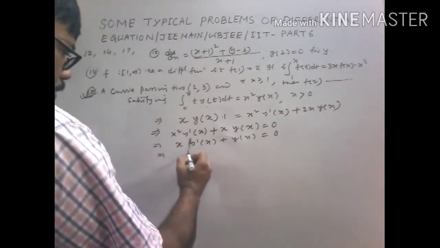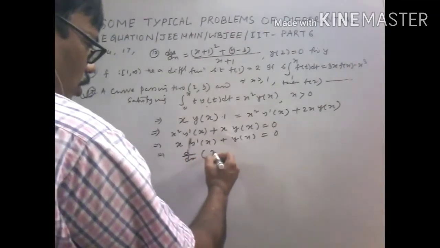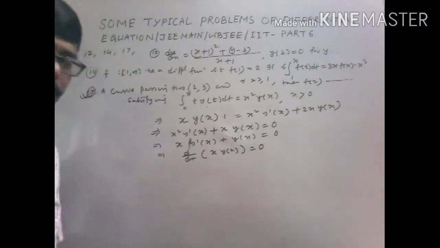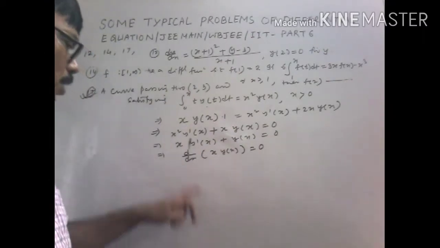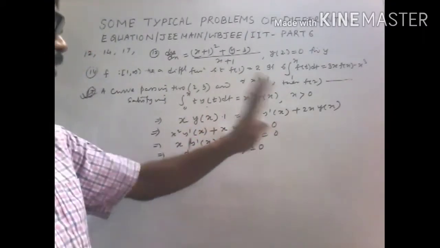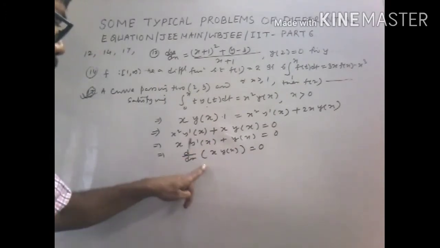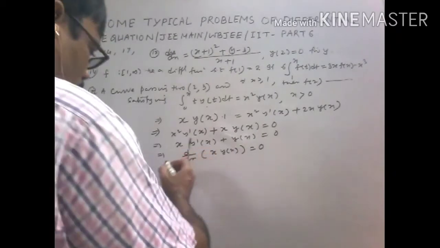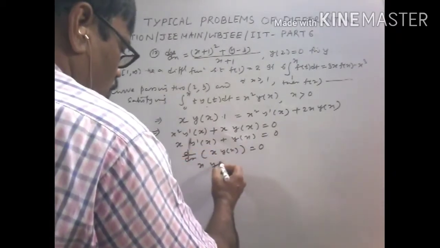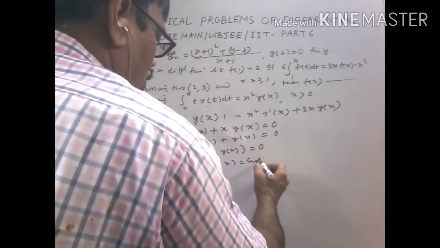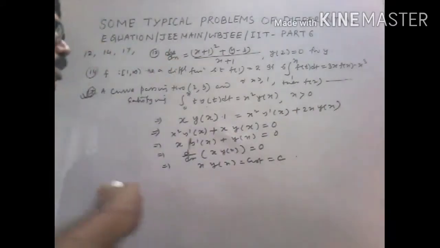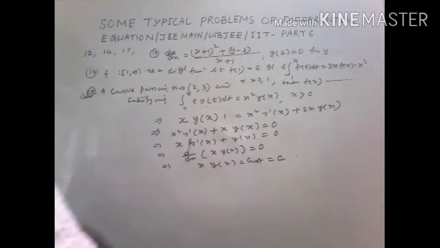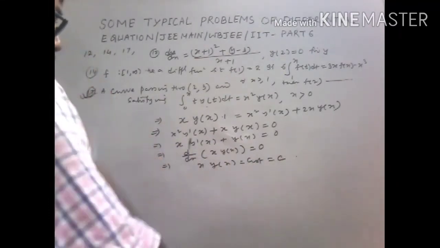Now it is the differentiation d/dx of x into y(x) equals 0. Because look, you can find the integrating factor also, or by product rule, x unchanged, y', y into this. So if we integrate it, we get x into y(x) equals a constant, call it c, which is the general solution. Now to find c, one condition is given or not.